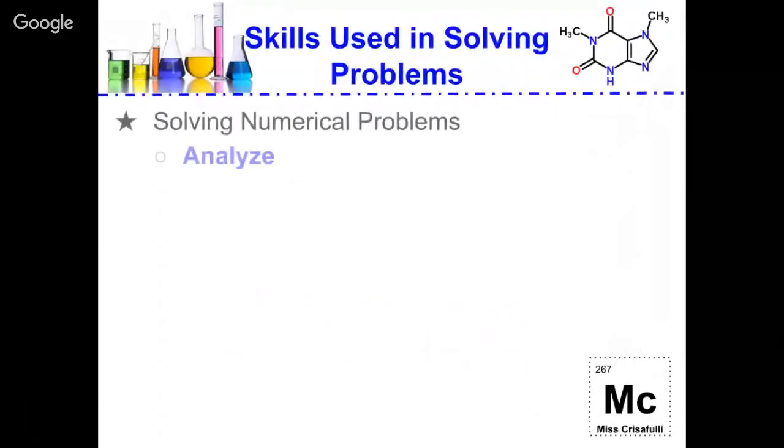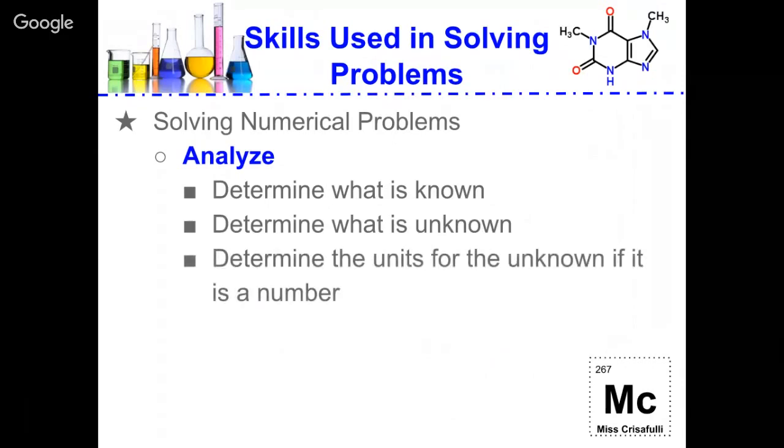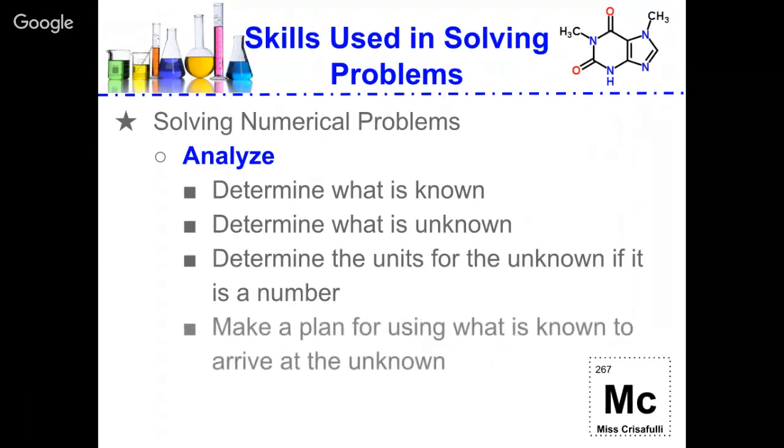So first, when you analyze the problem, what you're doing is you're going to determine what is known. So you're going to read the problem and determine what the problem gives you. Then you're going to determine what is unknown. What are you solving for? Then you're going to determine if the unknown requires units that are associated with it. Then you're going to make a plan to solve for the unknown using what you were given in the problem.